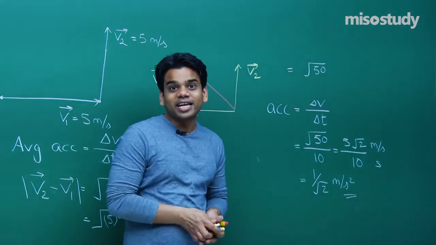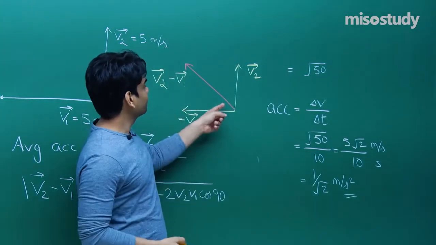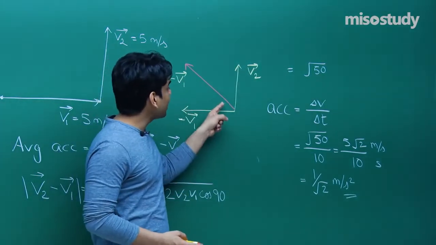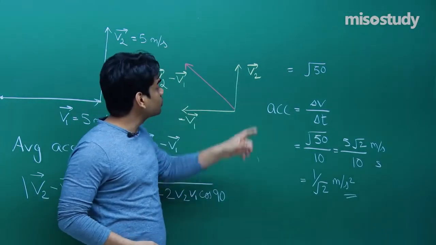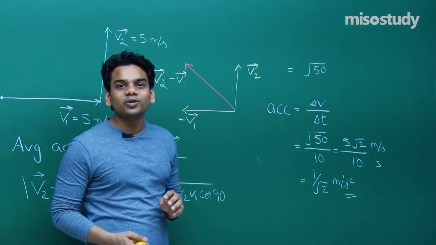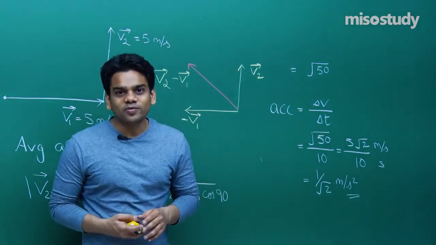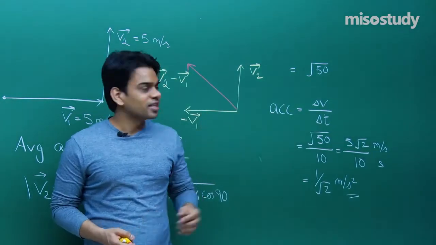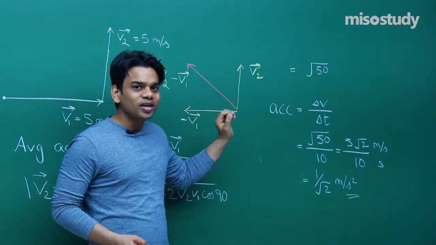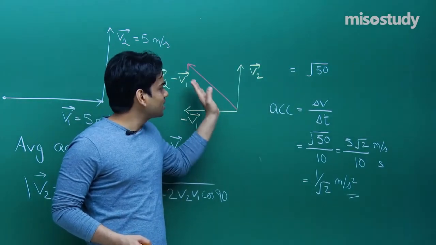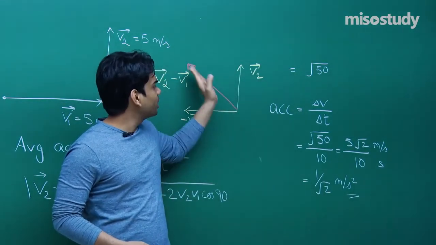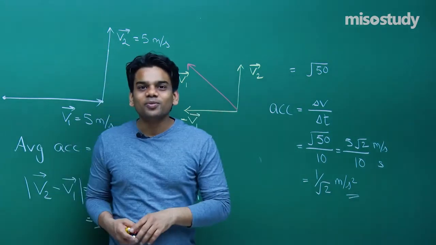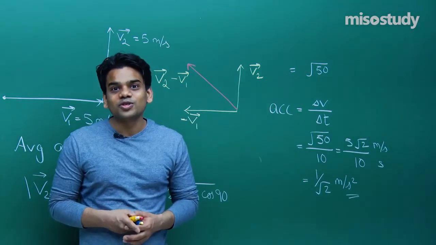We are left with direction. Direction already I have depicted here. It's towards northwest. Now you see here why I am saying it exactly northwest, because V2 and V1 both have the same magnitude, and the magnitude is 5 meter per second. Now the average acceleration direction will be just in between these two, exactly lying at the bisector of these two lines, that is, it will be the bisector of this angle, that is 90 degrees. So it will be lying at 45 degree. So it will be directed towards the northwest.